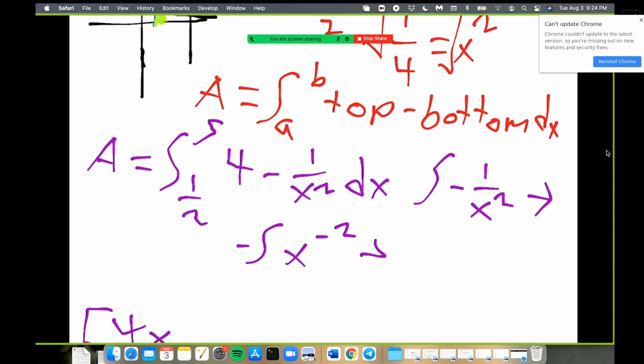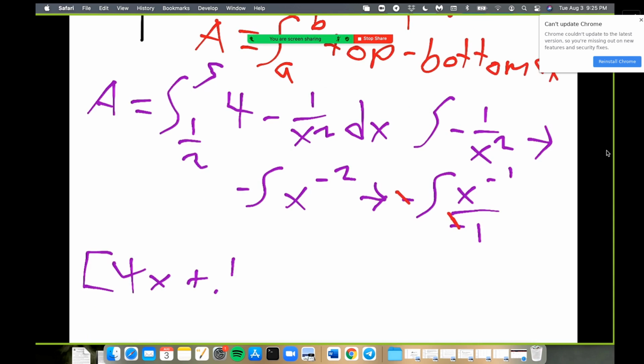And from there, you can use the power rule, which is where you add 1 to that exponent and then take that number and put that in the new denominator. So you'd get the integral of x to the negative 1 divided by negative 1. And as you can see, these values right here, they cancel. So that leaves you with, in this integral all the way down here, plus 1 over x.